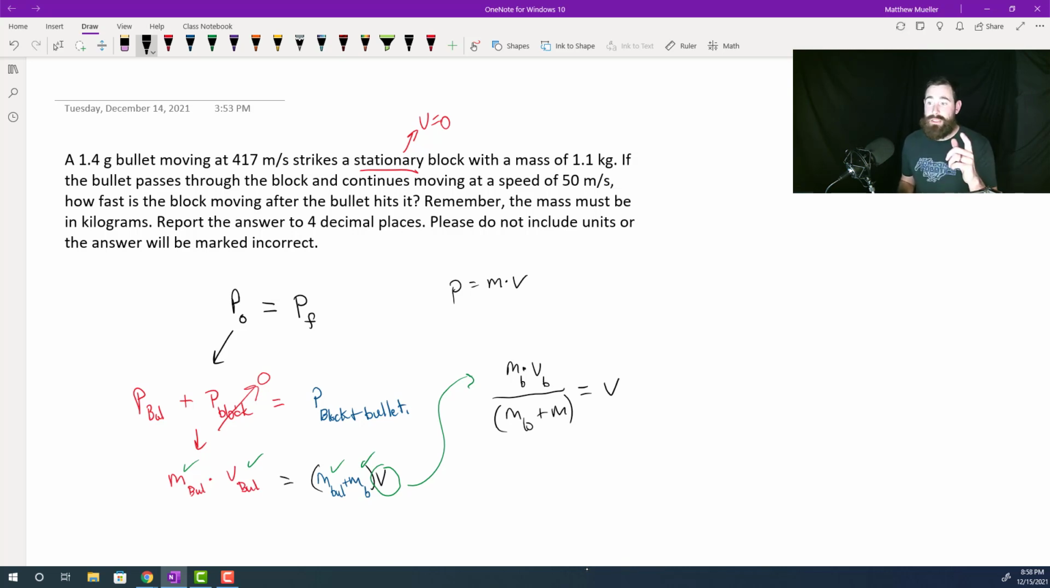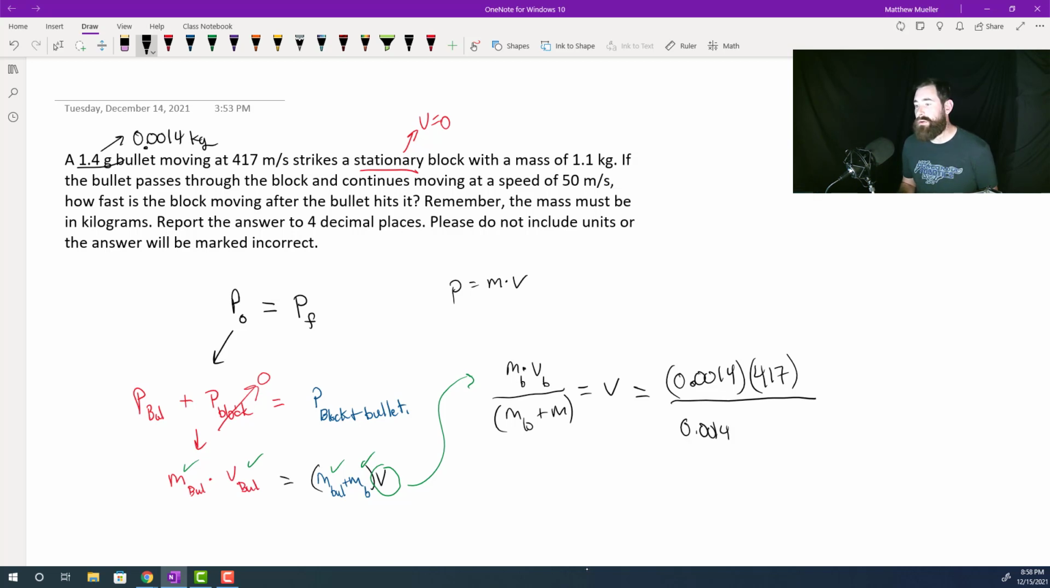So let's put those into the formula, and then we'll type them into our calculator. We have 1.4 grams. We can't use that. We have to put that into kilograms, so that's going to be 0.0014 kilograms. We have to make that conversion. So we have 0.0014 multiplied by our 417. Wow, that thing is cooking. Meters per second. And then we're dividing that by 0.0014, I'm missing a 0 there, there we go, 0.0014 plus the 1.1 kilograms. And so we're going to punch that into our calculators and get a value.